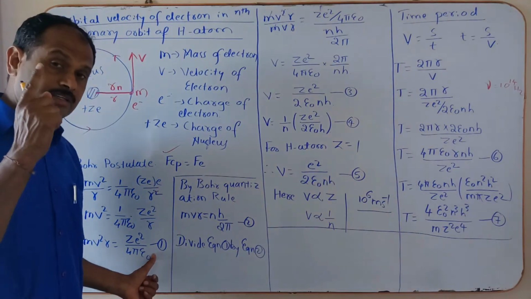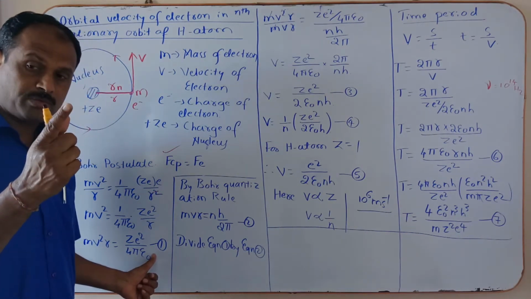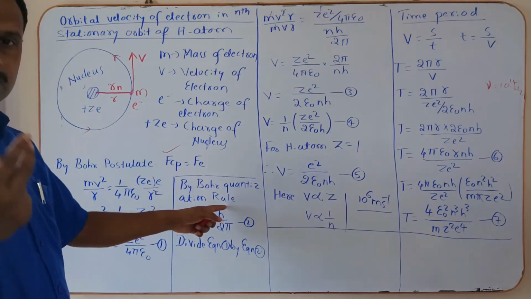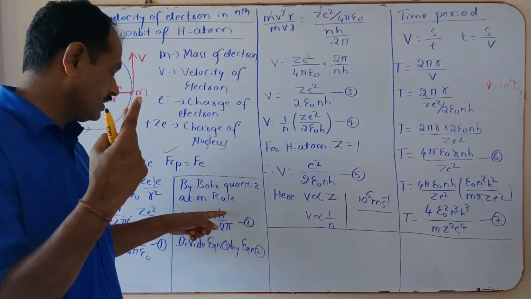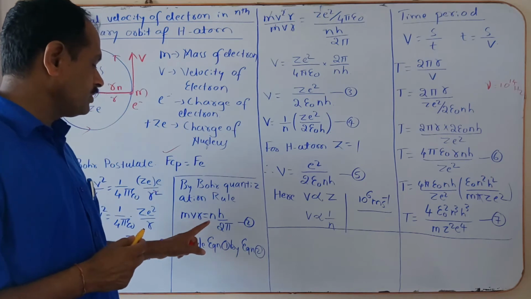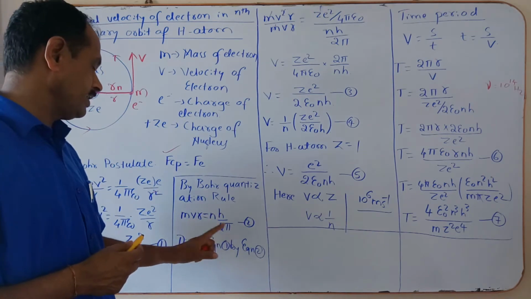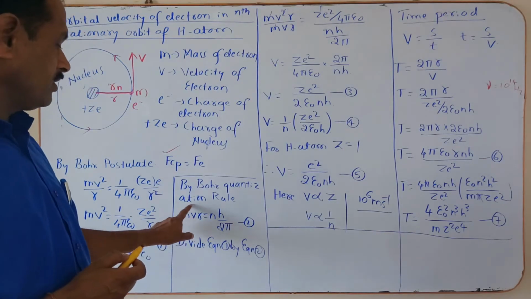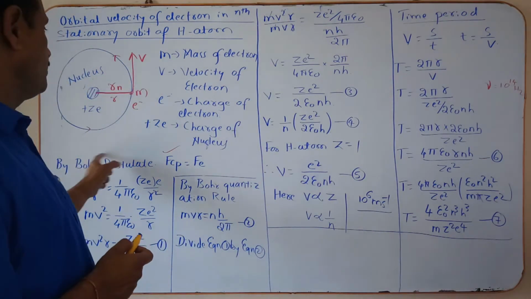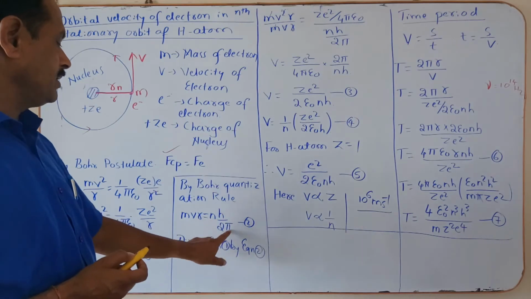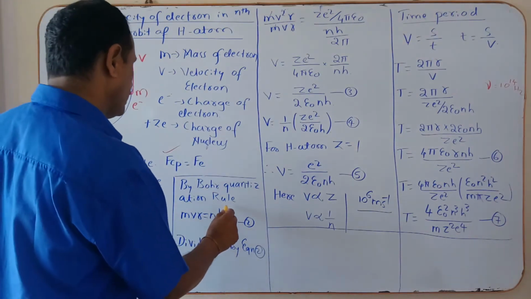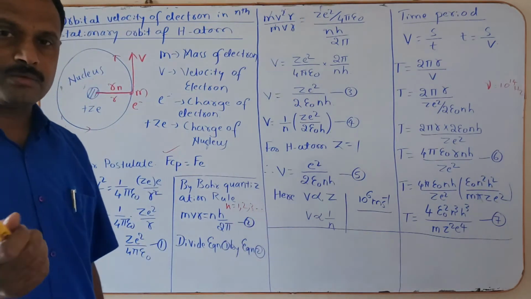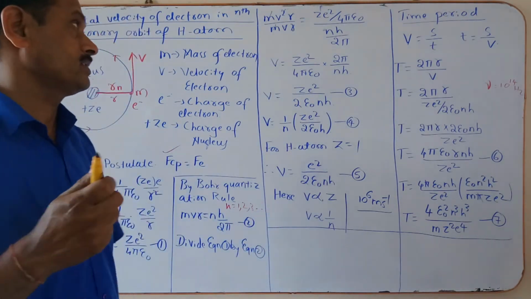This is the same as when we derived the radius expression. By Bohr quantization rule, the second postulate, the angular momentum is equal to an integral multiple of h upon 2 pi. mvr is equal to nh upon 2 pi. It means the angular momentum of an electron in the orbit is equal to an integral multiple of h upon 2 pi. And already you know n is equal to 1, 2, 3 and so on, the nth orbit: first, second, third, fourth orbit like this.